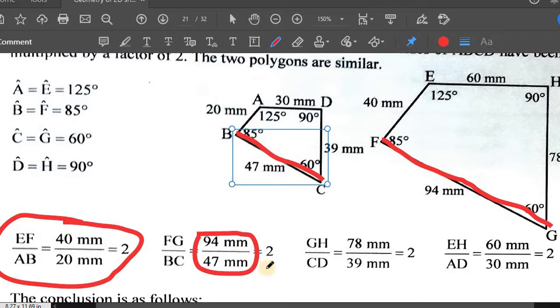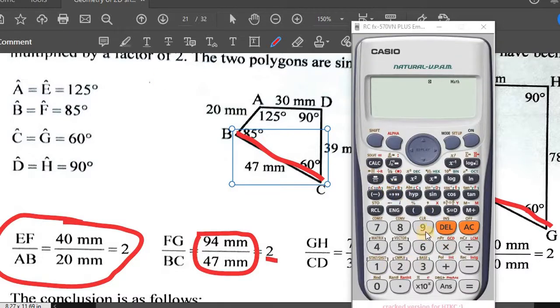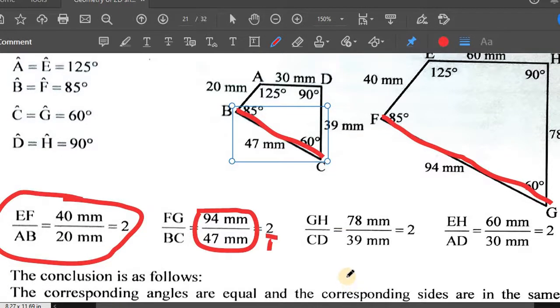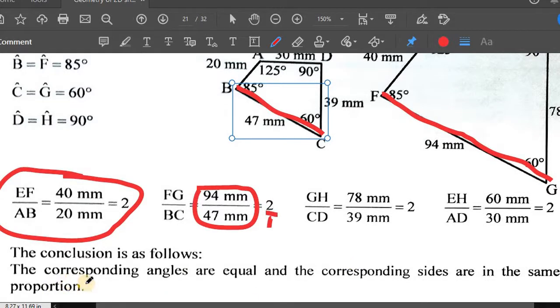94 over 47. Put that in your calculator. Let me just get my calculator. Right, so if you don't trust me, here we go. 94 over 47 is 2, right? Oh, we said 2 over 1. I'll tell you why I'm saying that just now. Okay, so here's the conclusion. The corresponding angles are equal, and the corresponding sides are in the same proportion. Now those are the two instances of similarity.